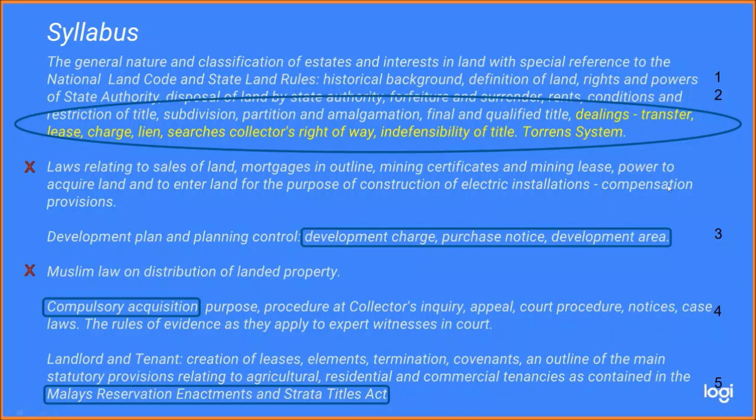So there are about 5 areas. Maybe 1-2 questions coming out from the land code, and then number 3, one of the questions can come out from the town and country planning. Then you have another question coming from land acquisition. Then the last, maybe you can target the area of strata title, strata management. So this is roughly the syllabus and questions that can usually be targeted.